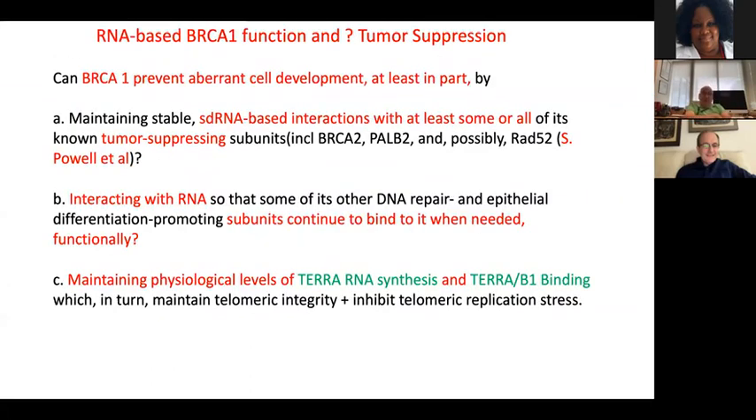So finally, can BRCA1 prevent aberrant cell development, at least in part by maintaining stable sdRNA, the small non-coding single-stranded RNAs, maintain their interactions with some or all of BRCA1 tumor suppressing, BRCA1 associated tumor suppressing proteins like BRCA2, PALB2, possibly RAD52? Or is it interacting with RNA so that some of its other DNA repair and epithelial differentiation promoting subunits continue to bind to it when they're needed functionally to maintain some major repair or post-repair event that keeps a cell alive after DNA damage has had its way, either before tumorigenesis, during it, or afterwards?